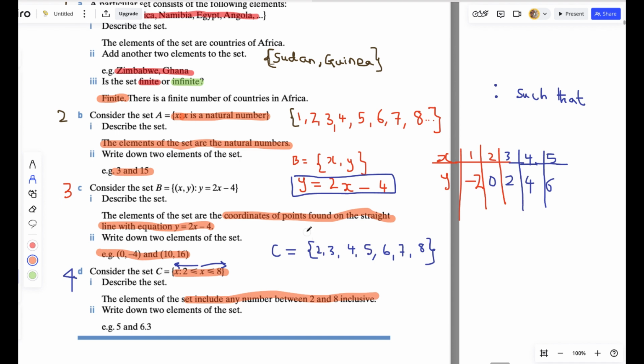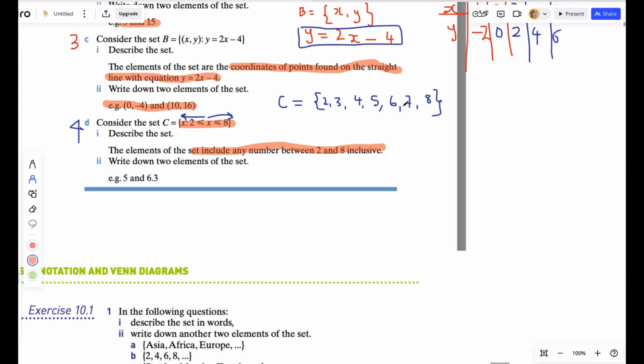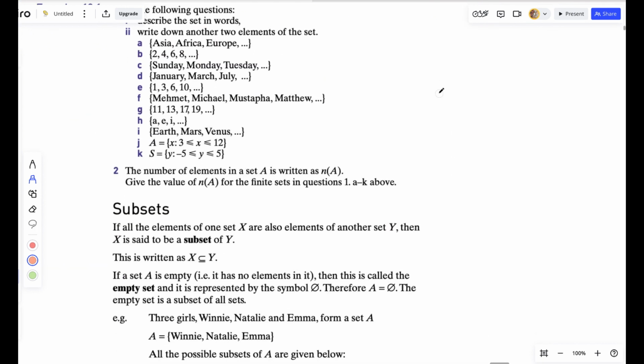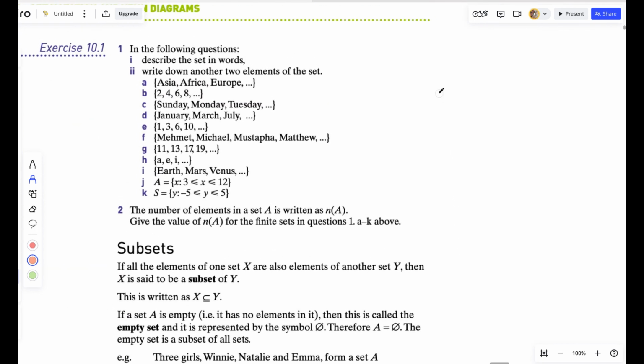Is that okay? Now let's move on quickly. Is this set finite or infinite? This is finite. Why is it finite? Because it's just 2 to 8. That's all. That's the end. It's a finite set.